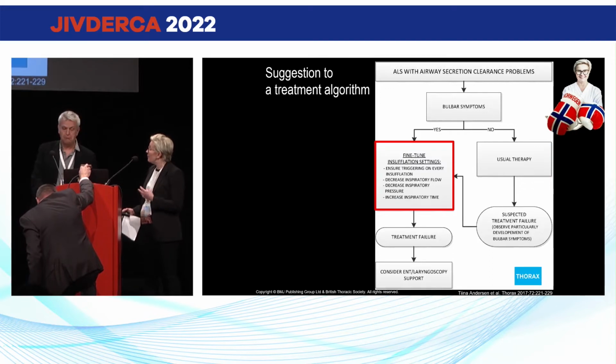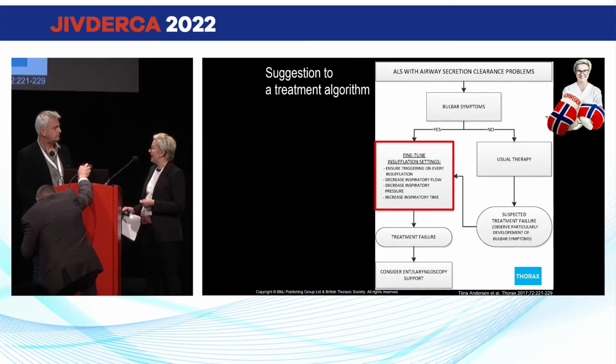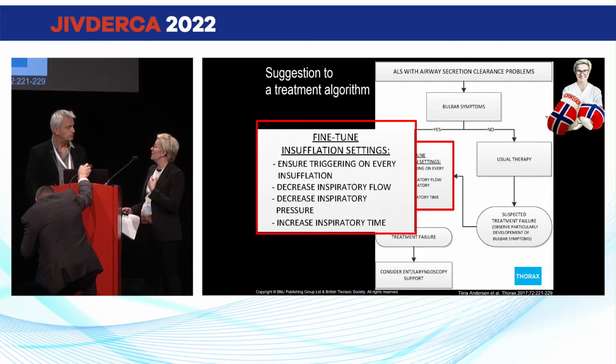That was really important because we realized that we have used the MIE device completely wrong with ALS patients. We need to give less pressure in insufflation. We need to use longer time to increase this insufflation pressure, and we need to use longer time to achieve this expansion and volumes as was described.